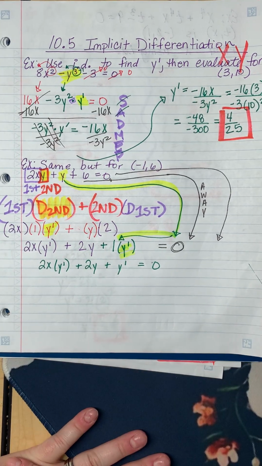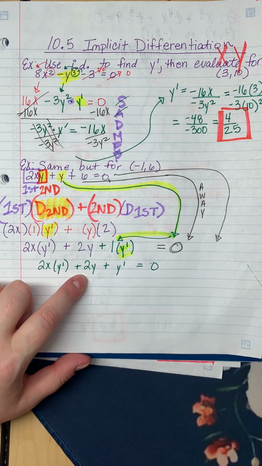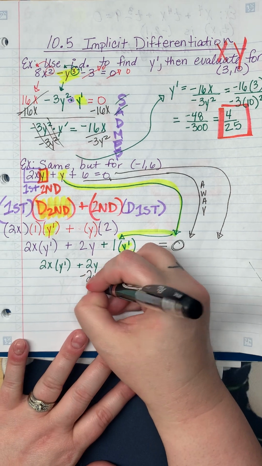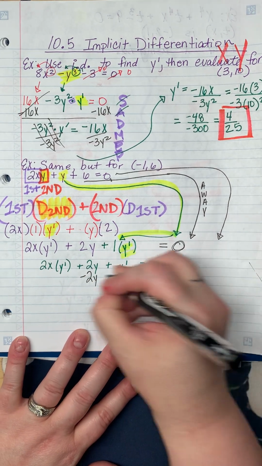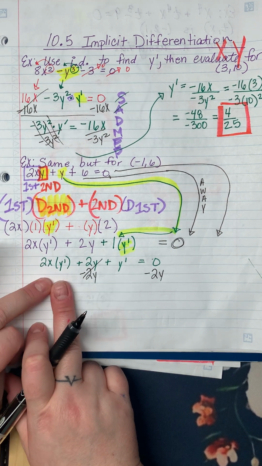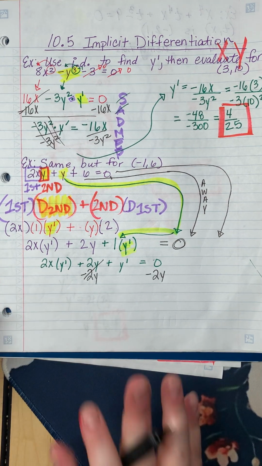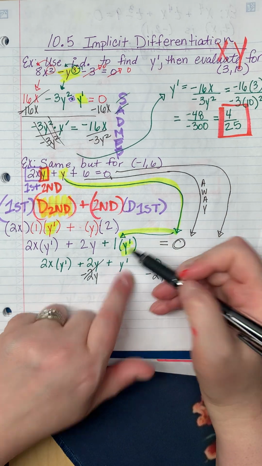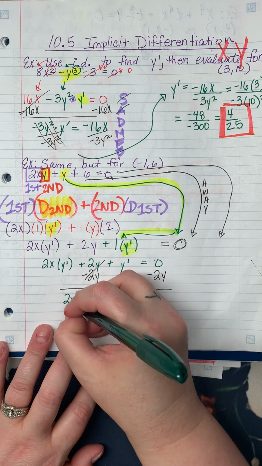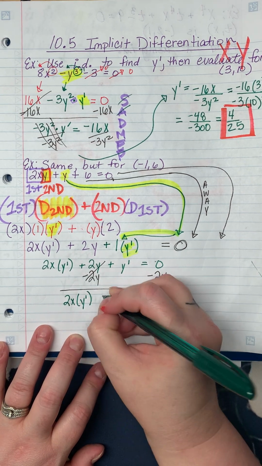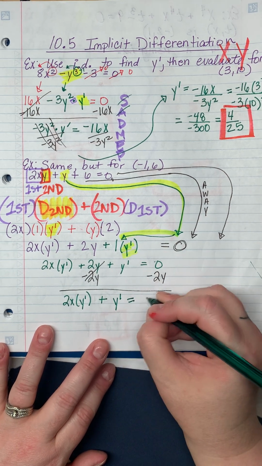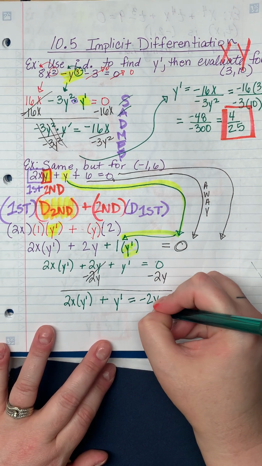If I want y prime by itself, I'm going to move this 2y away because it does not have a y prime in it. I'm not going to move this 2x y prime because it has a y prime in it. So only move away what does not have a y with that little tick mark. And we get 2x y prime plus y prime equals negative 2y.